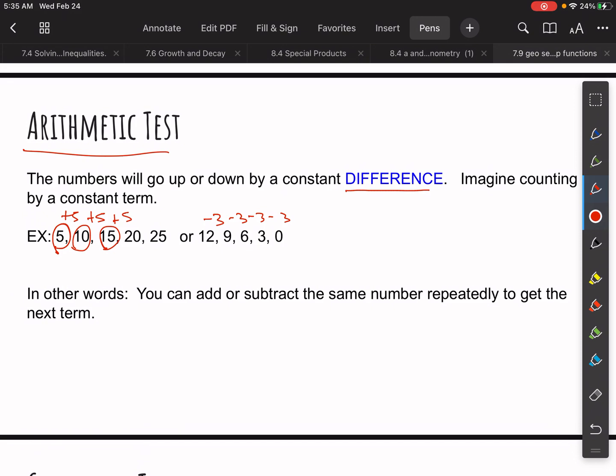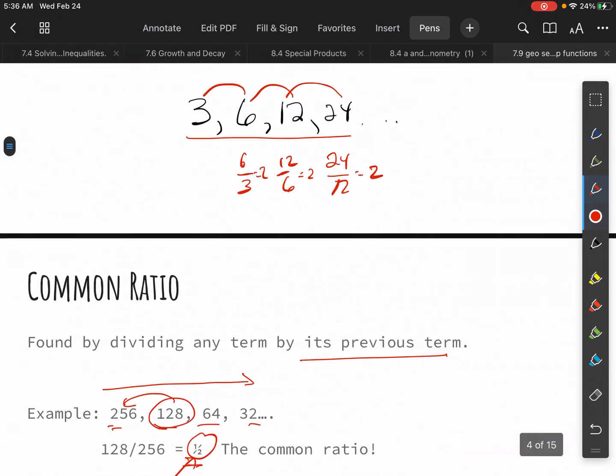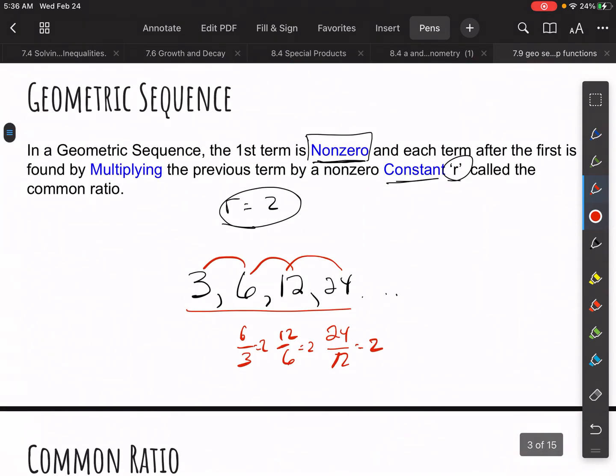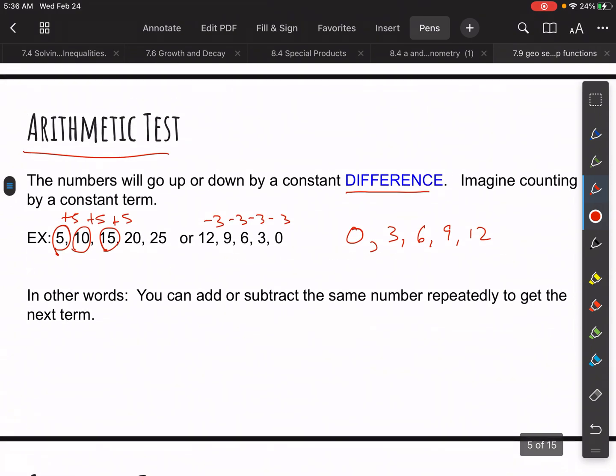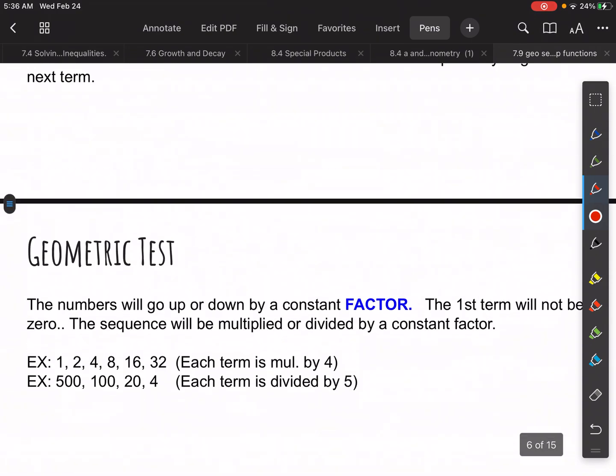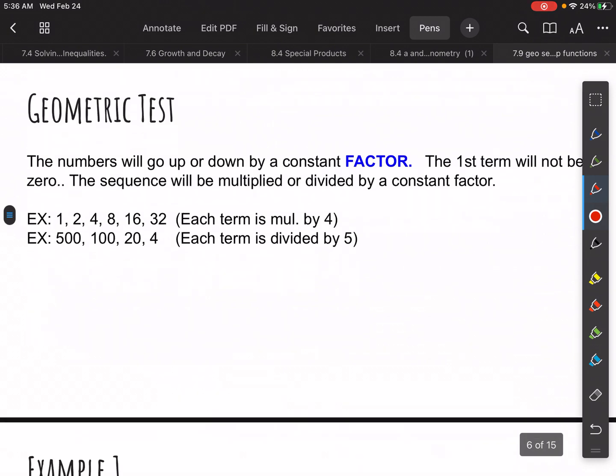Okay, these can start with a 0. Right? I could start with a 0 and I could say the common difference between these things is 3 or something like that. And if I did that, you know, I could have 0, 3, 6, 9, 12, right? Very different from the geometric sequence, because if I started with a 0 here and multiplied that by anything, I would just be left with a bunch of zeros. Okay, so there's a little difference there between those two. Okay, so just know the difference between geometric and arithmetic sequences.